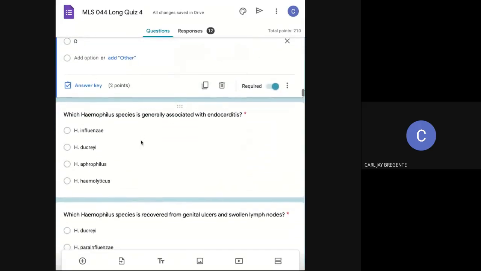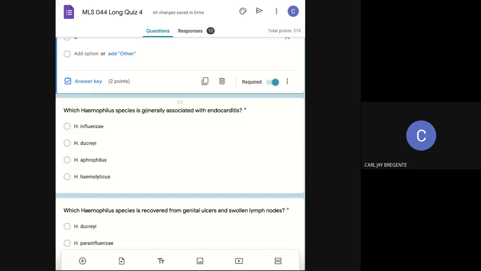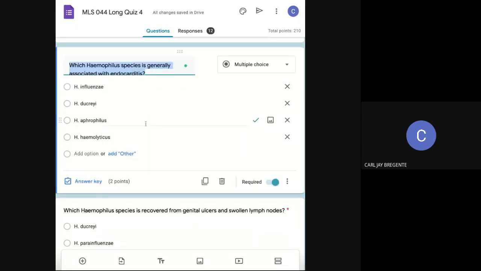Which Haemophilus is generally associated with endocarditis? That is Haemophilus aphrophilus. Haemophilus aphrophilus does not require X and V factor. Take note.